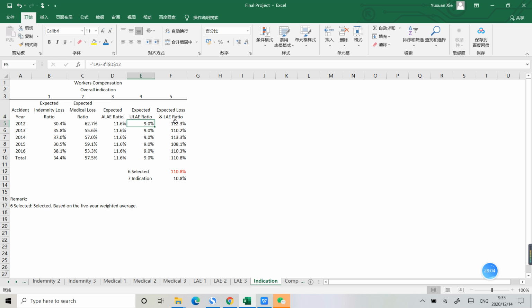And expected loss and loss adjusted expense ratio is equal to expected indemnity loss ratio plus expected medical loss ratio, multiplied by 1 plus expected allocated loss adjusted expense ratio plus expected unallocated loss adjusted expense ratio.